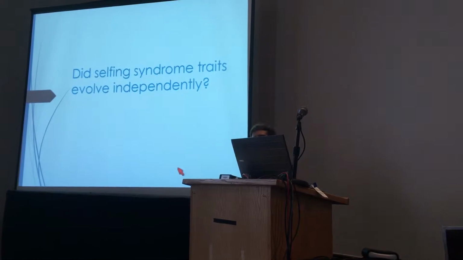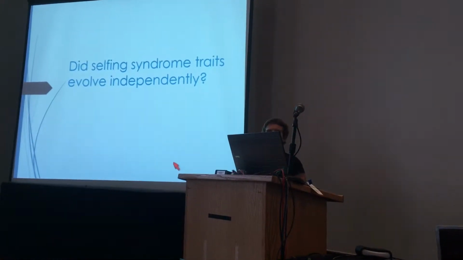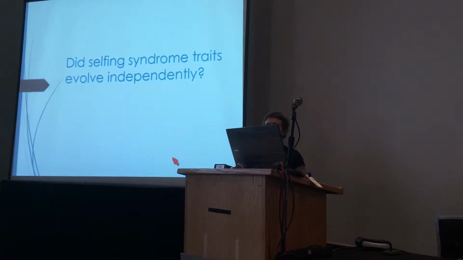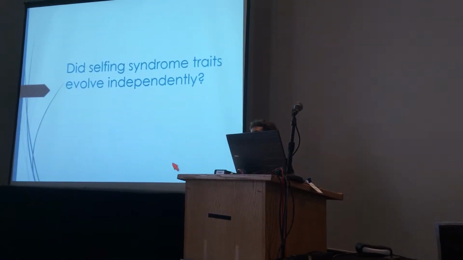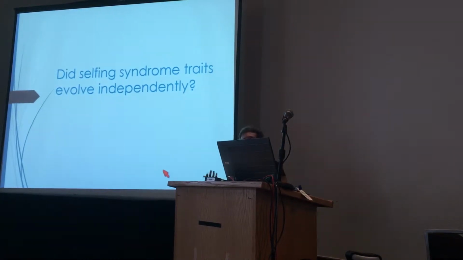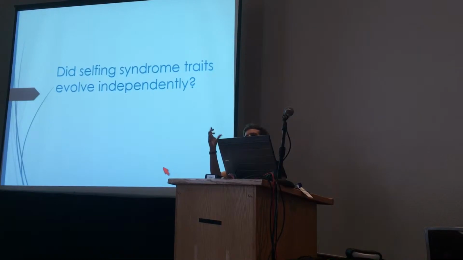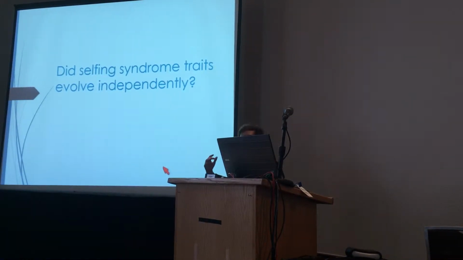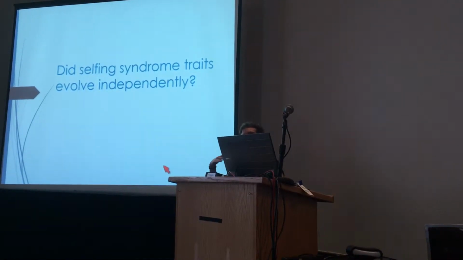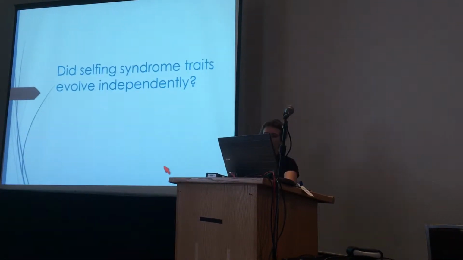So the question I'm basically asking is, given that we have this wide range of changes in floral morphology without a clear selective agent in the form of a pollinator, how does this evolve? What's the genetic architecture underneath it? Is it just that there's one locus that drags everything else along, or does the plant have to make a bunch of independent changes to arrive at this selfing syndrome?